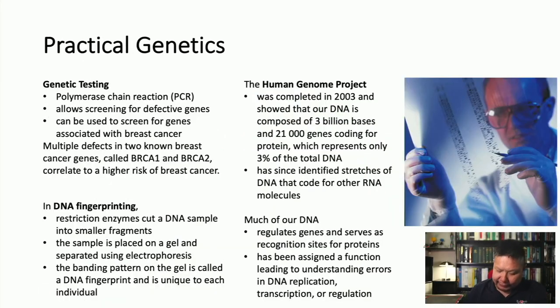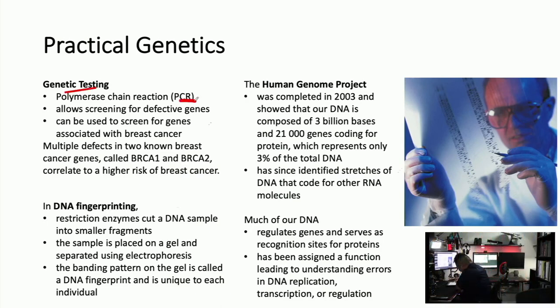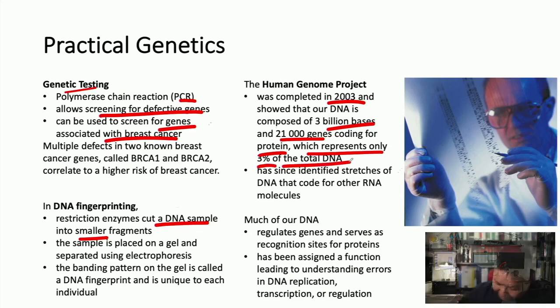Let's keep going. We can use PCR for genetic testing. It allows us to screen for defective genes, for example, breast cancer genes. You can also do DNA fingerprinting with the short tandem repeats I was talking about before. You can also look at the Human Genome Project, where 3 billion bases contain 21,000 genes coding for protein, which represents 3% of the total DNA in humans. That was pretty cool.